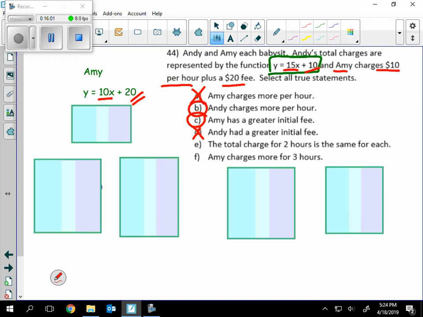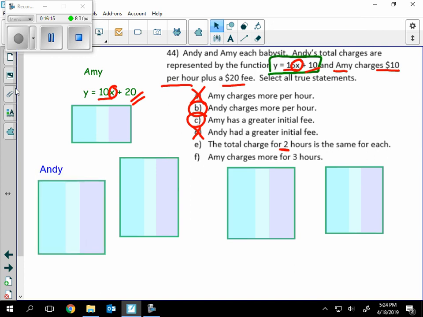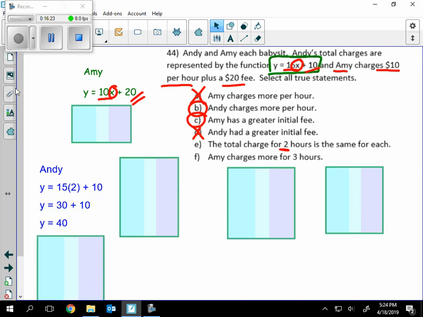All right, part E. The total charge for 2 hours is the same for each. That means I've got to plug in 2 for x into each child. So let's go do Amy and Andy. Andy, when we plug in 2, plug that into his equation. 15 times 2 is 30, plus 10 is 40.